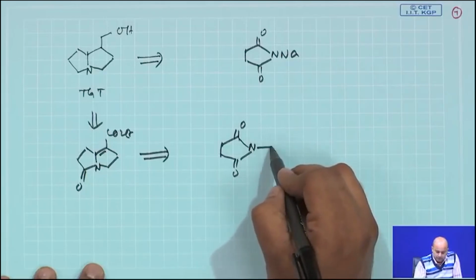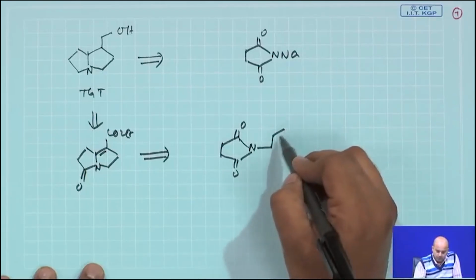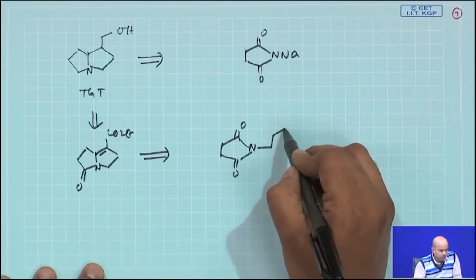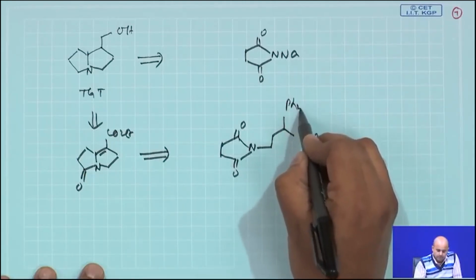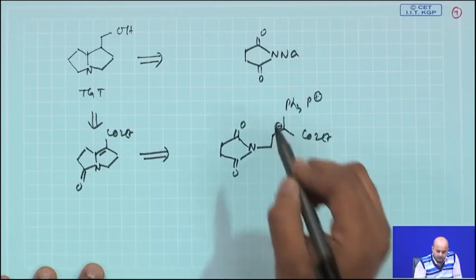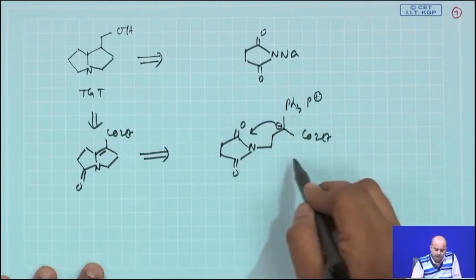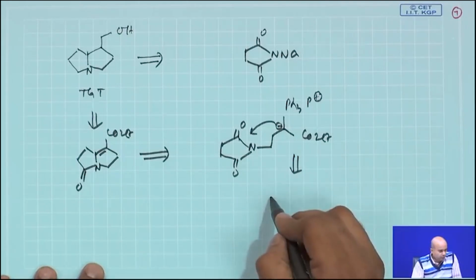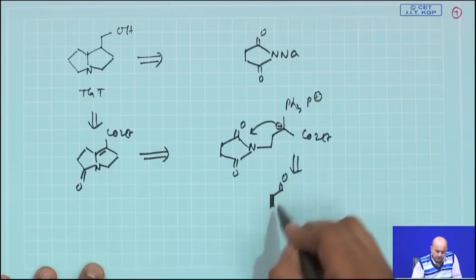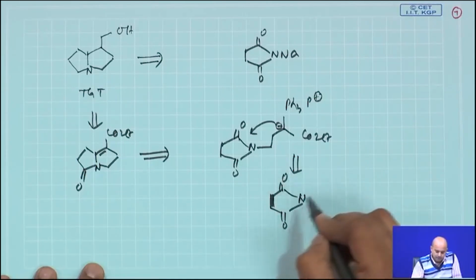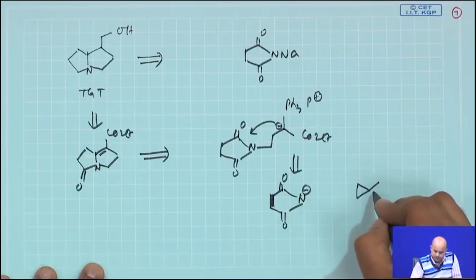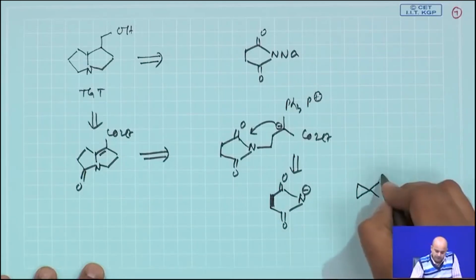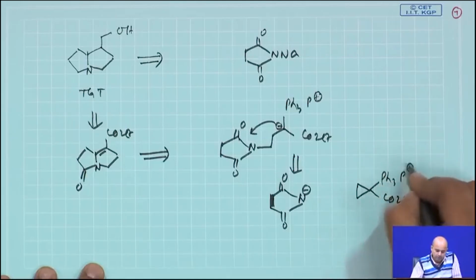If this CH2 gives you this kind of phosphonium ylide as a minus, you can do an intramolecular Wittig. Now, trying to visualize this with the succinimide N minus, this particular Wittig ylide has been chosen. This is a very unique Wittig ylide based on a cyclopropyl group.